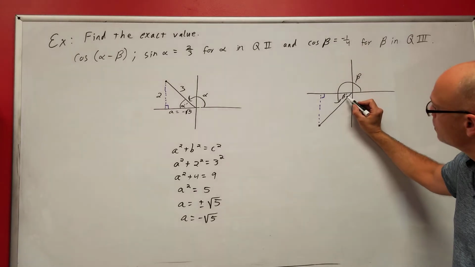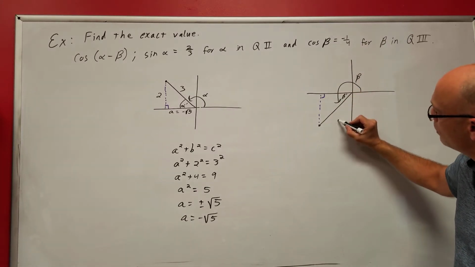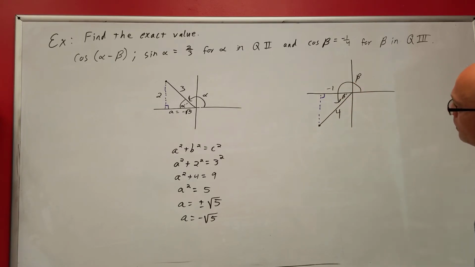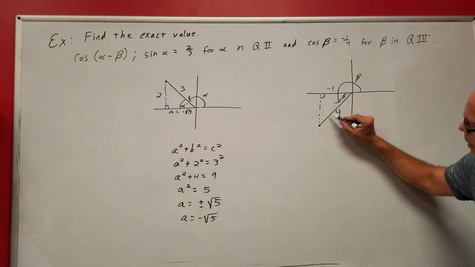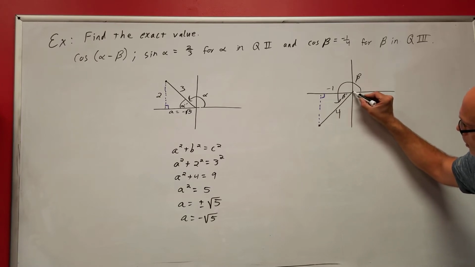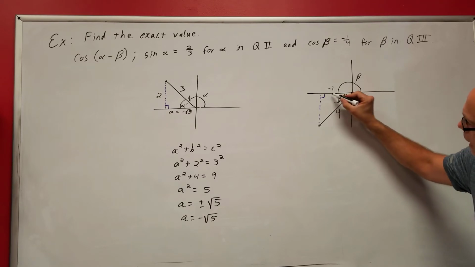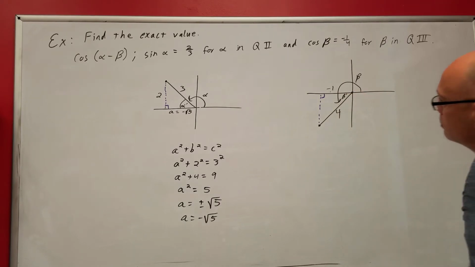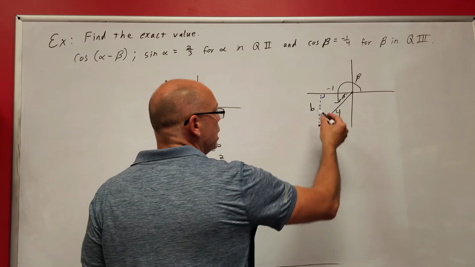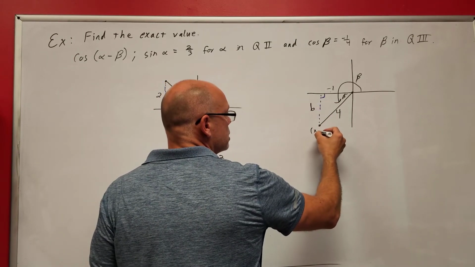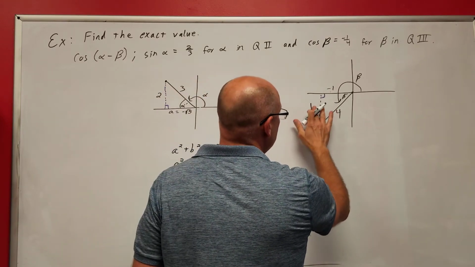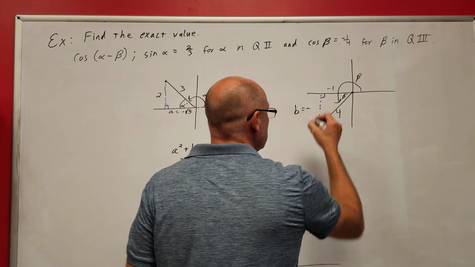So the cosine of beta is what? Adjacent over hypotenuse, and adjacent we'll call negative 1, and hypotenuse we'll call 4. Remember, this hypotenuse is the distance from the origin, so it's never going to be a negative number, but the x can be negative there. All right, let's find the length of this side right here, b. Think about it: if this is the point x comma y, b is going to be the same as your y coordinate. So b will be a negative number when we find it.